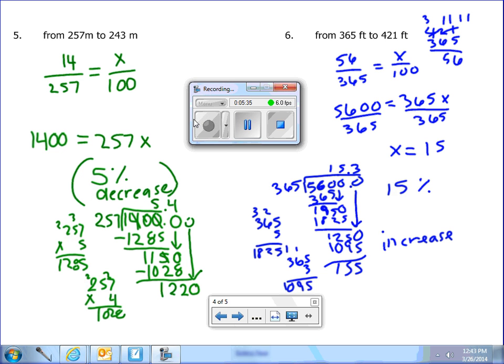Number 6, the difference of 365 and 421 feet is 56 over 365. Set it up in a percent proportion. That's equal to x over 100. 5600 is equal to 365x. Divide each side by 365. Again, we're told just to round to the nearest whole percent, so we only went out to the tenth. So in number 6, it was a 15% increase.